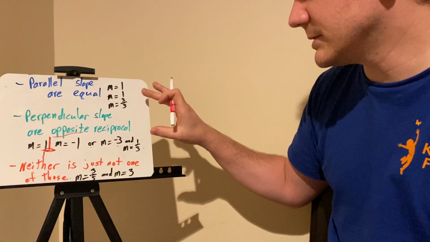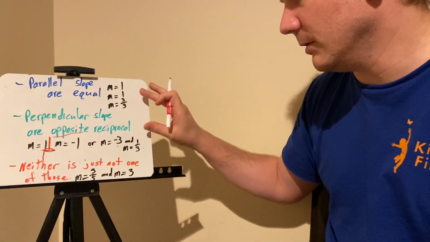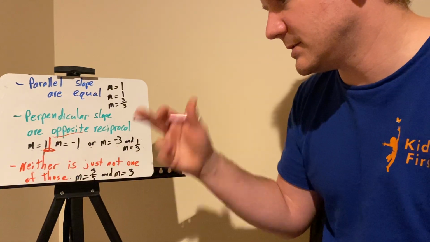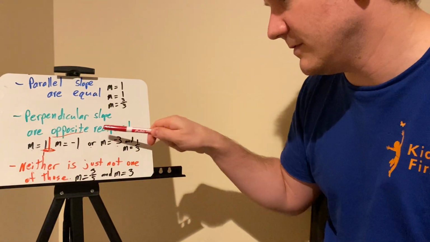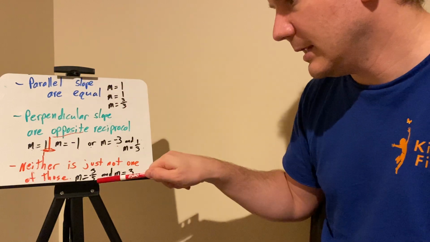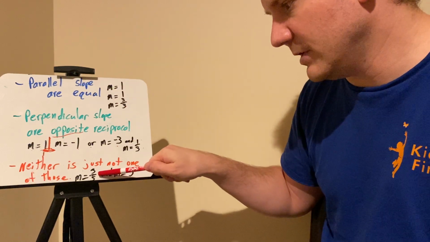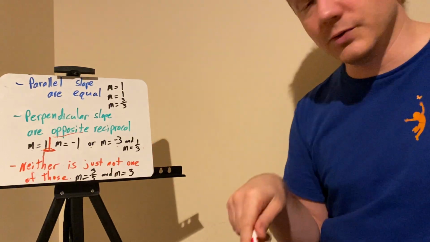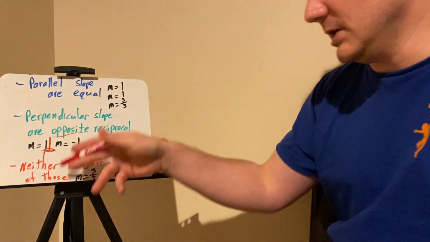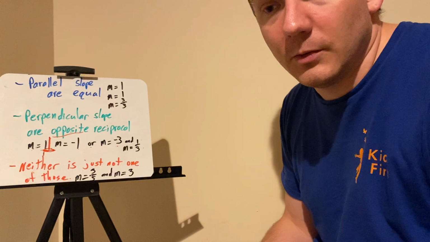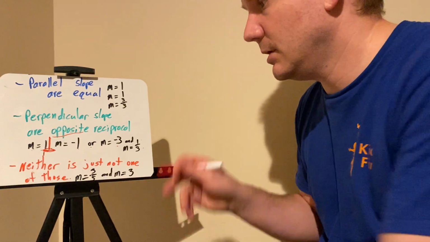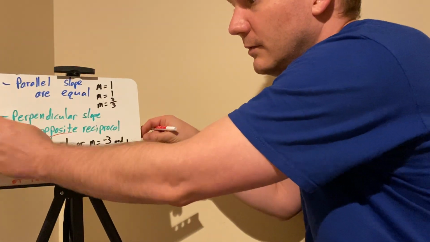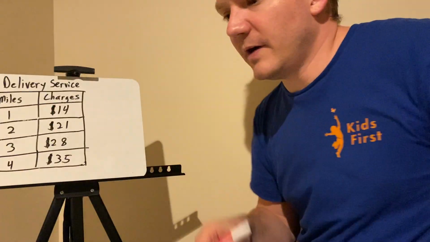Now, most lines, if you're not parallel or perpendicular, you'd be neither. So if it doesn't fit perpendicular or parallel, for example, if the slope was 3/5 and the other slope was 3, then those would be neither parallel nor perpendicular, which means they would be intersecting lines, but they just wouldn't intersect at a right angle.